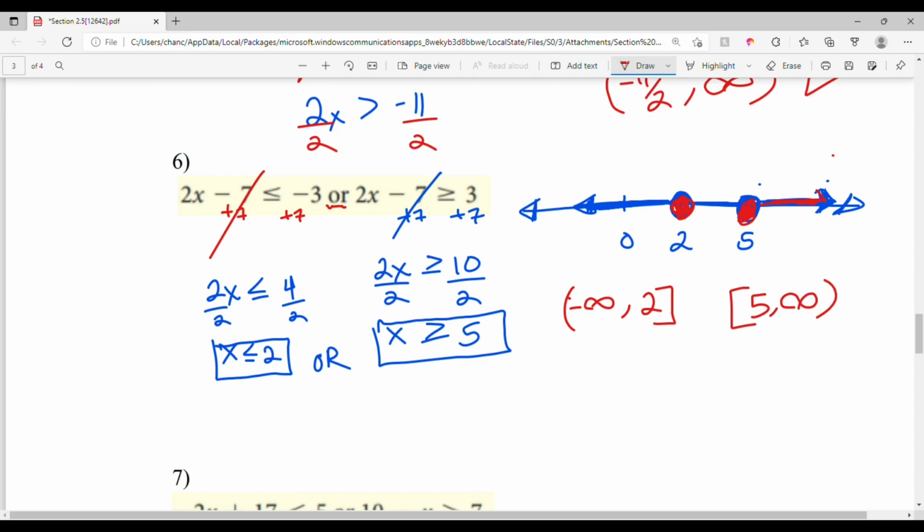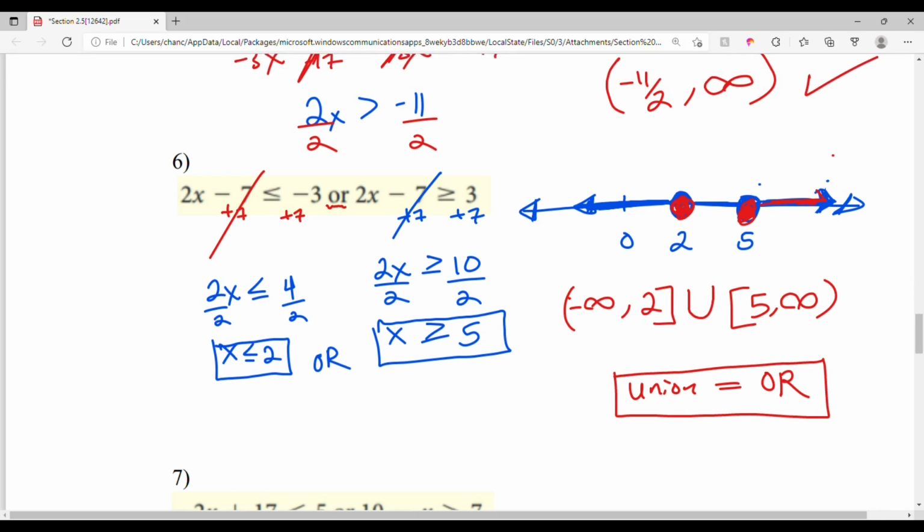Now you can't just write these two separate inequalities. We have to join them together with the union symbol. We have this union symbol, and it's just another word or symbol for the word or. So when you use the union symbol, it means or. So our solution is negative infinity, comma 2, square bracket, union, square bracket 5, comma infinity, with a parenthesis at the end.